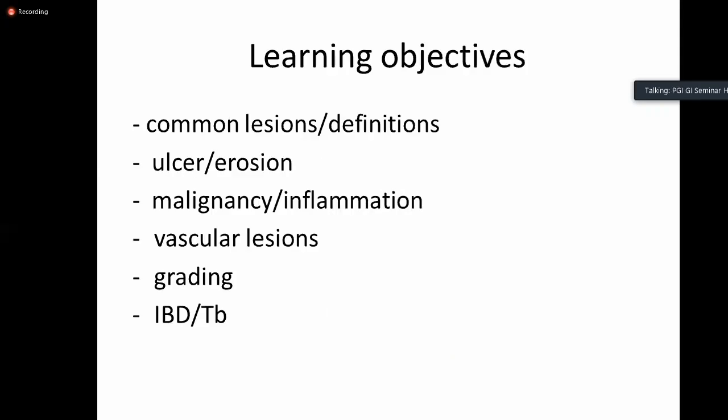Now, the learning objectives of this talk would be, what are the common definitions used in endoscopic reporting? For example, is there a difference between ulcer and an erosion? What are the common vascular lesions encountered? How do you report malignancy? How do you report inflammation? And some of the common gradings, as I said.